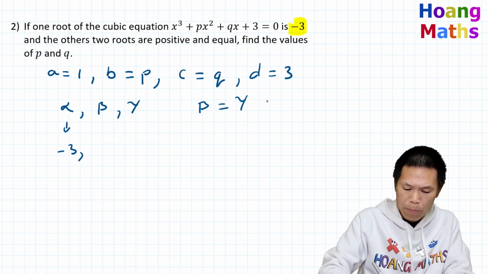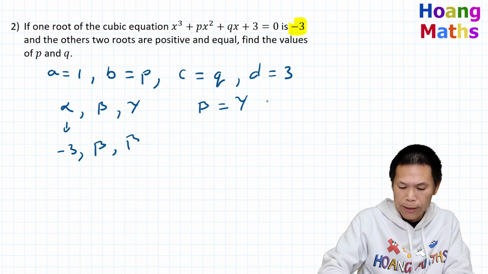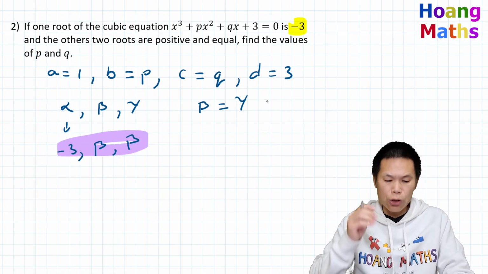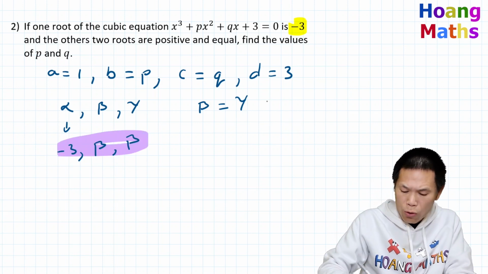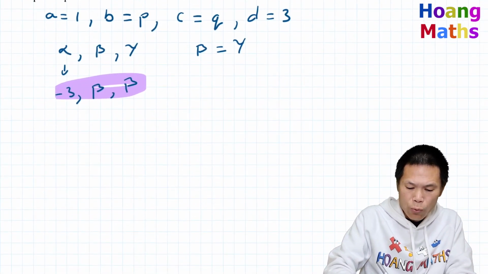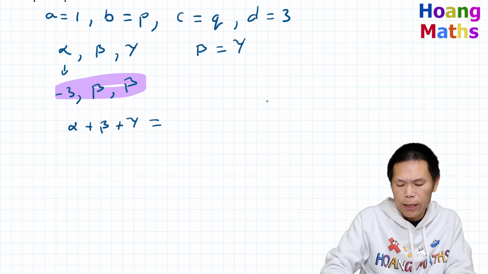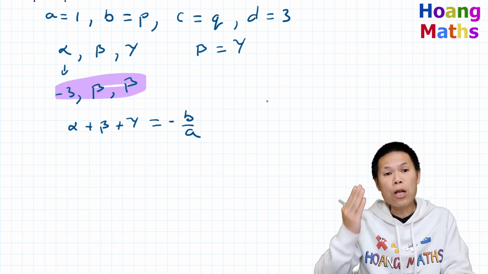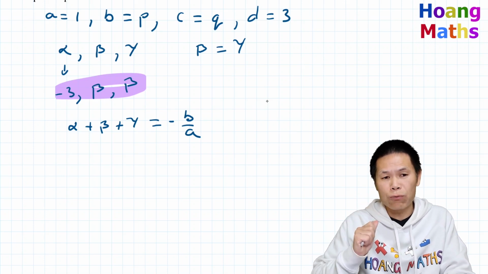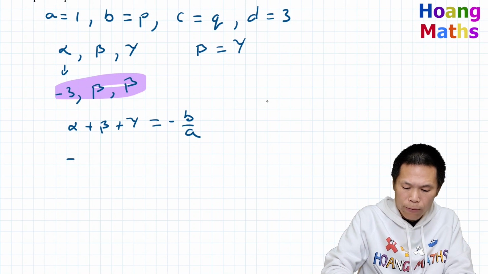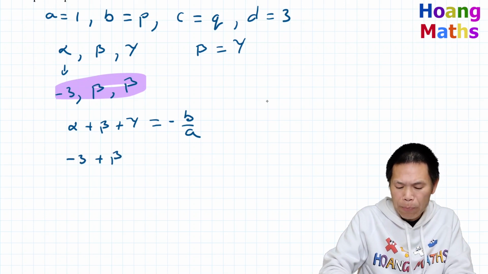So let me just write beta and beta instead, okay? We're just using this to work it out. First of all, we know that alpha plus beta plus gamma is equal to negative b over a. And we know that alpha is equal to negative 3, and beta is equal to gamma. So I can just write negative 3 plus beta is equal to negative.